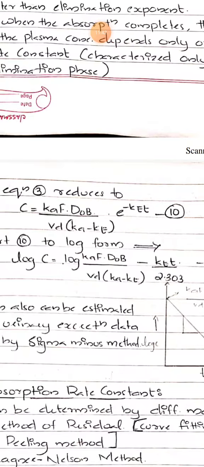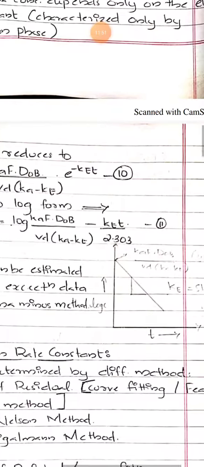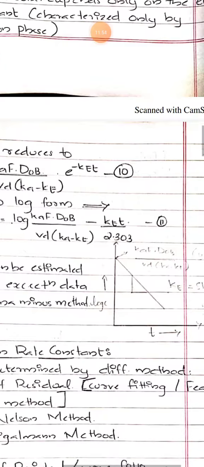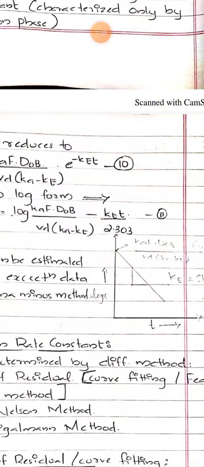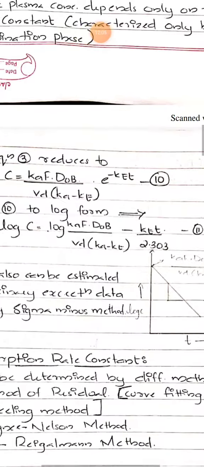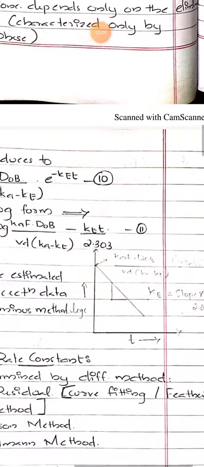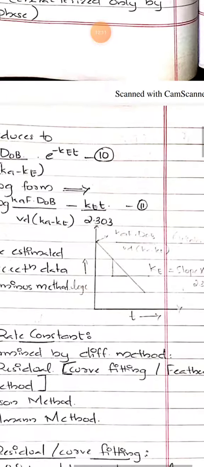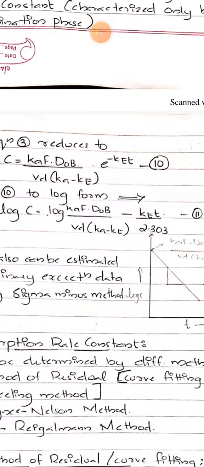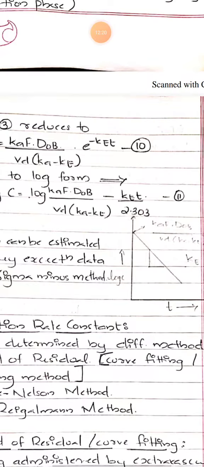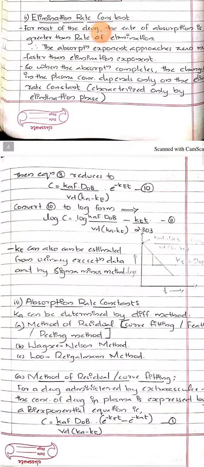You have plotted log C versus time and got Ke from the slope. The remaining part you can get from the y-intercept, that is Ka × F × D0B / (Vd × (Ka − Ke)). We can represent this whole unit by the capital letter I, instead of writing Ka × F × D0B / (Vd × (Ka − Ke)). So that's a method to find out the elimination rate constant.